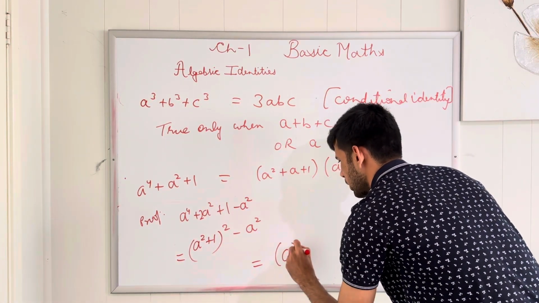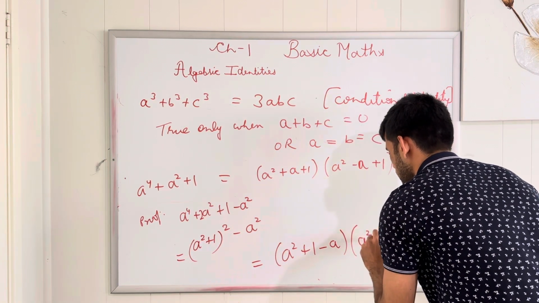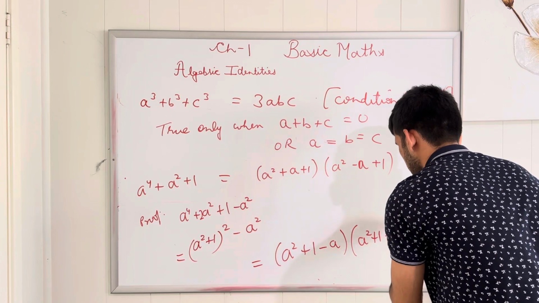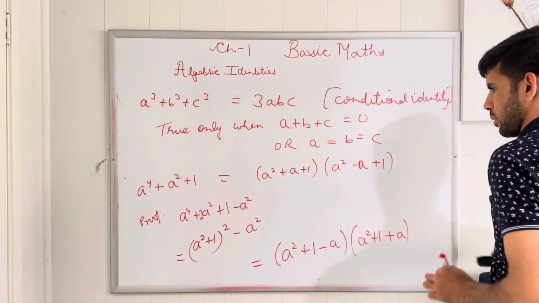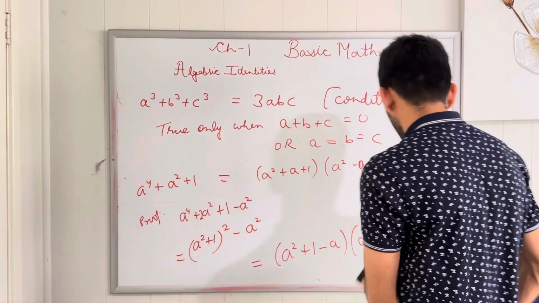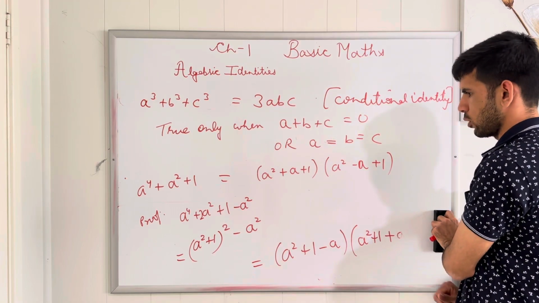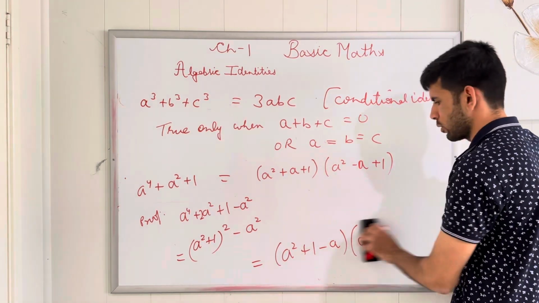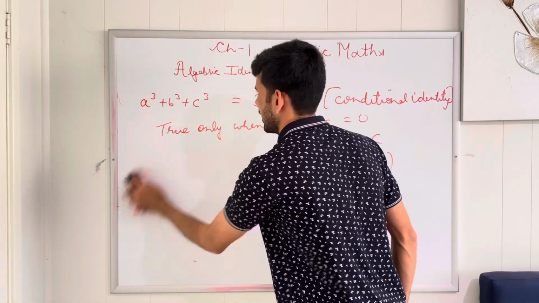Which is a square plus 1 minus a square plus 1 plus a, right? So this is another identity which you can remember. And these are pretty much the identities. I hope you can pause the video and just write it down. And now we can just solve the question.